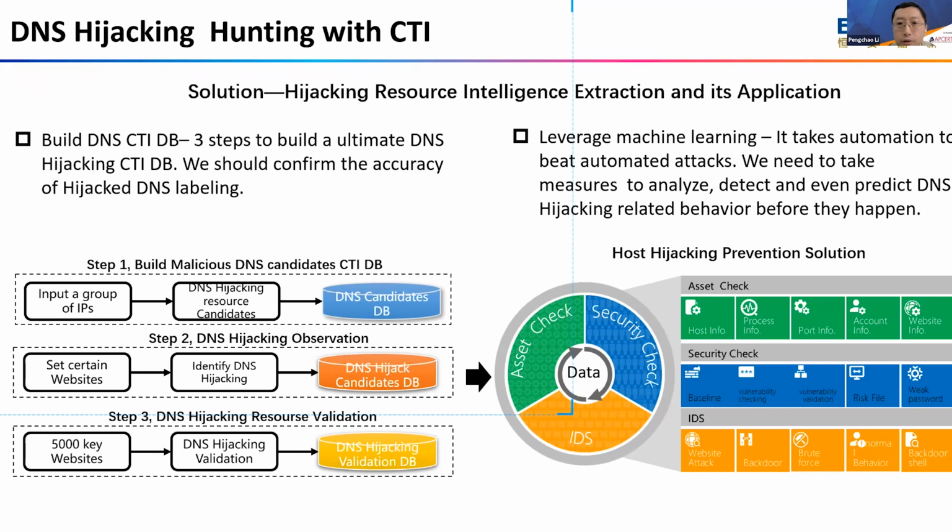We take 3 steps to build an ultimate DNS hijacking CTI database. We should confirm the accuracy of hijacked DNS labeling. I think it takes automation to beat automated attacks, while applying the DNS candidates intelligence in order to even predict DNS hijacking related behavior before it happens. Some traditional security devices like EDR or IDS are used to make some basic security checks to give a warning of DNS hijacking.